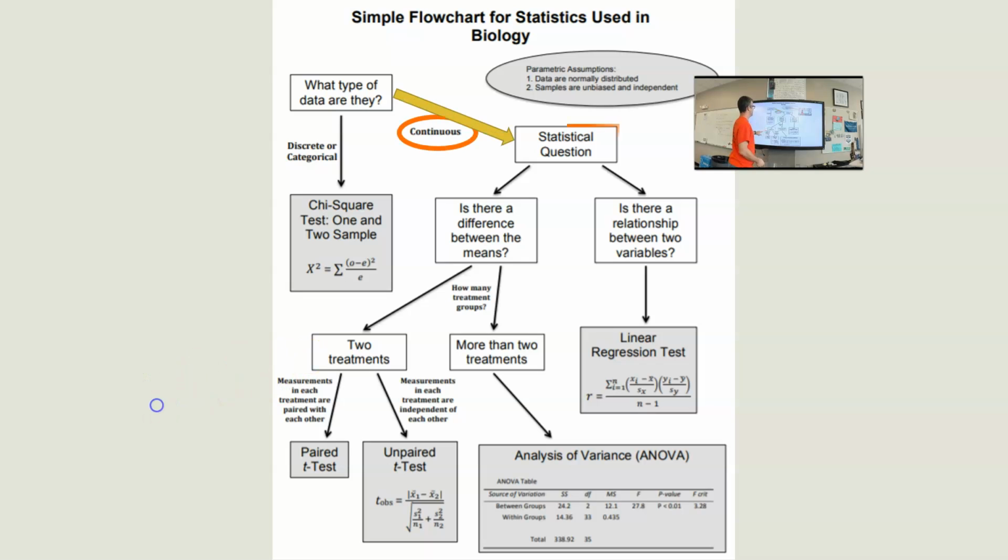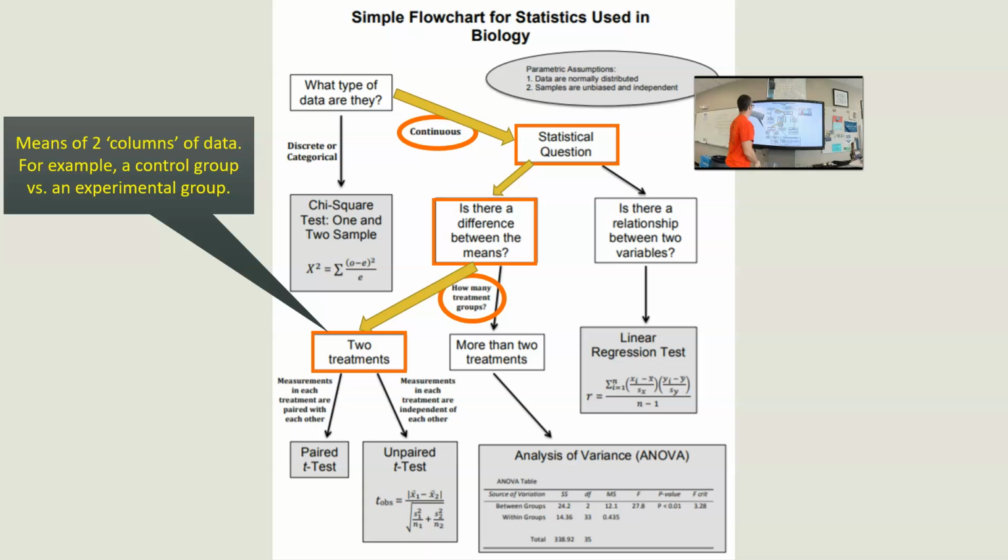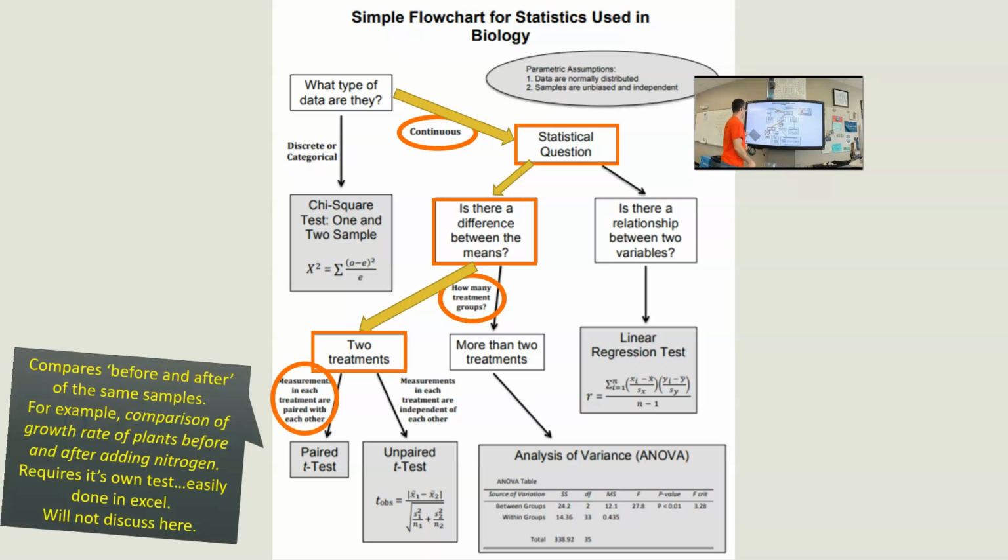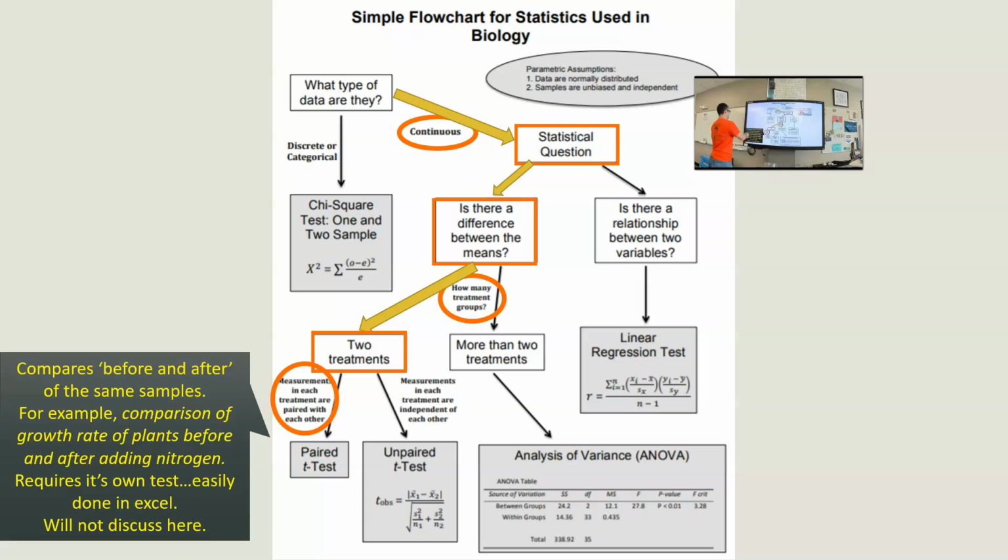Continuous statistical question. Now, a lot of you will be in this arena right here. Is there a difference between the means? So if you only have 2 treatments, if you're only comparing one versus the other, you're taking a bunch of data from column A, a bunch of data from column B, and you're trying to see, is there a difference when I change one variable between the averages of these columns? That would be control group versus one experimental group, and you're running a bunch of tests on each of them. This happens a lot in our field of study. This would be measurements.